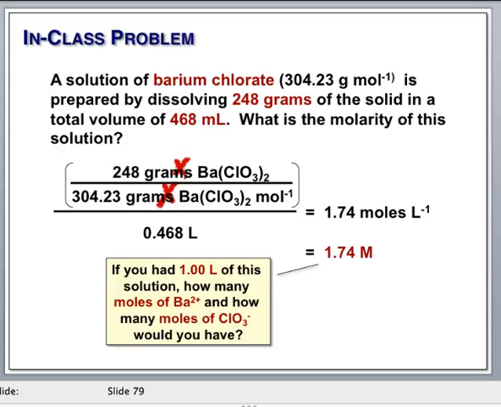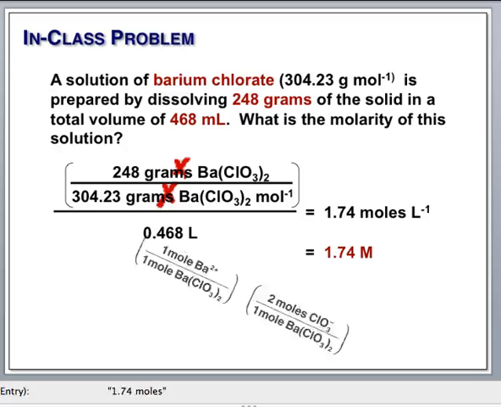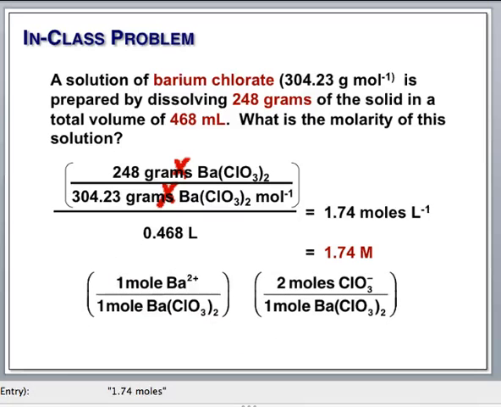Just like we did with sodium sulfate, right? We need to look at our mole ratio here. We have barium chloride. In every barium chloride, there is 1 barium and there are 2 chlorides. One barium for every barium chloride, 2 chlorides for every barium chloride. So we simply take our 1.74. This is the same, isn't it? And this is twice as much. Any questions?